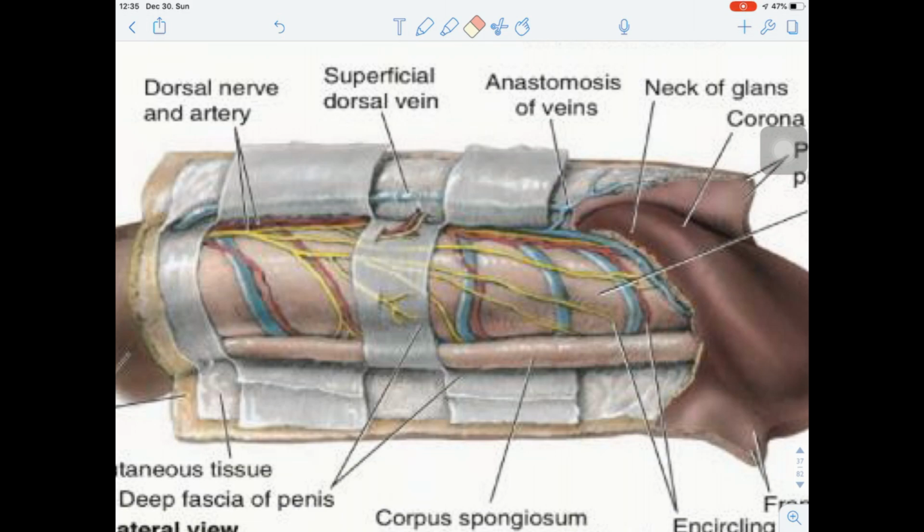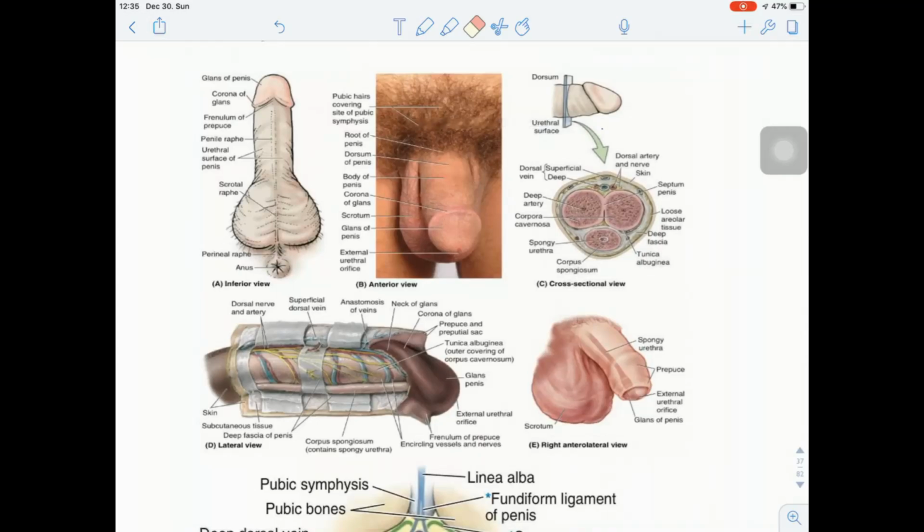Can you repeat that again? So Colles fascia, which is the superficial perineal fascia, is going to be continuous with this guy, which is the dartos fascia of the penis. Dartos. Okay. Then the deep perineal fascia is continuous with the deep fascia of the penis. That's it. Are we good?